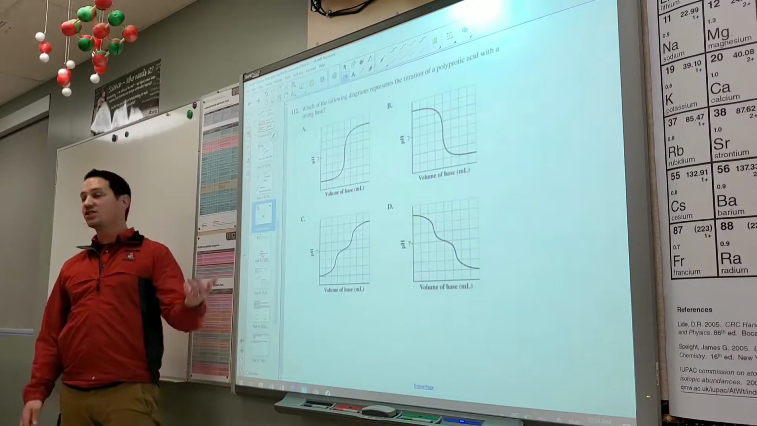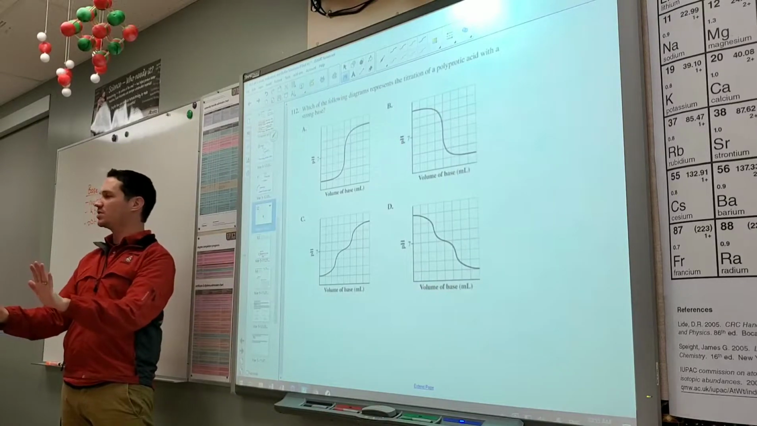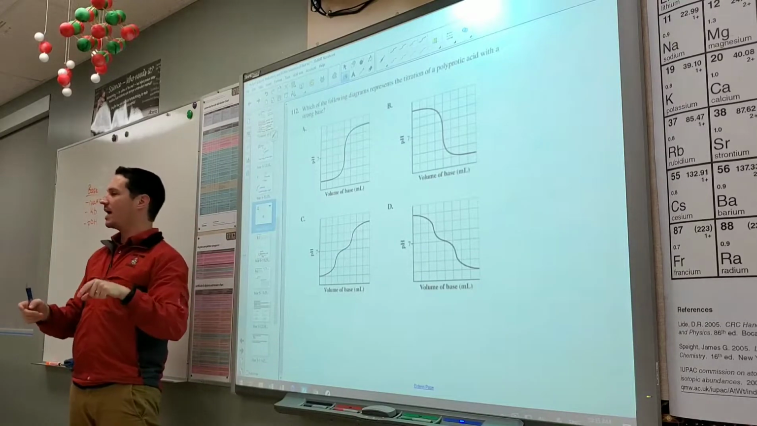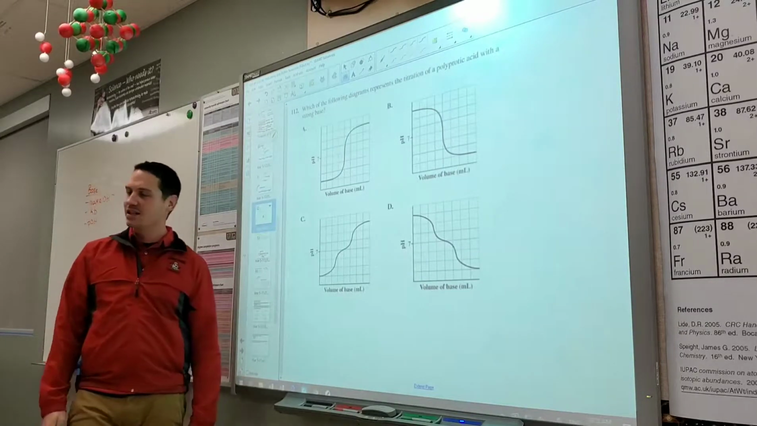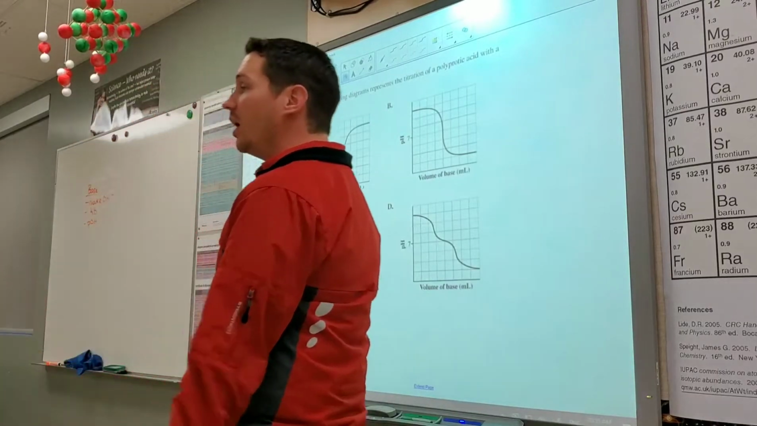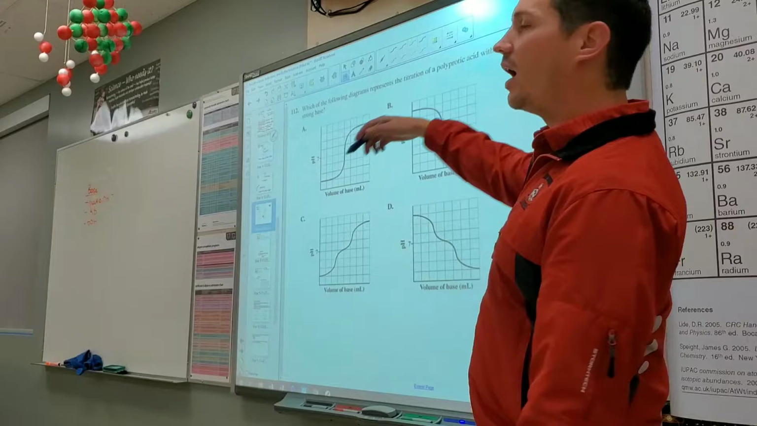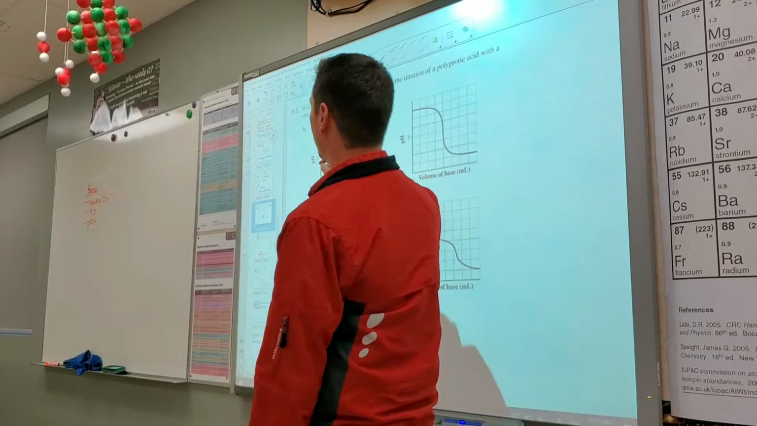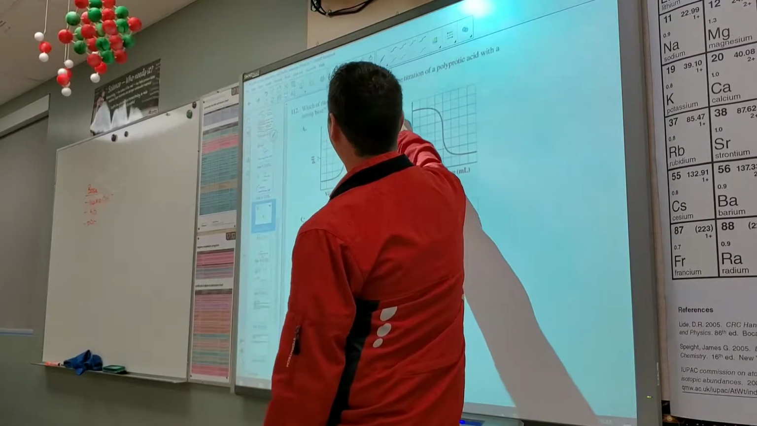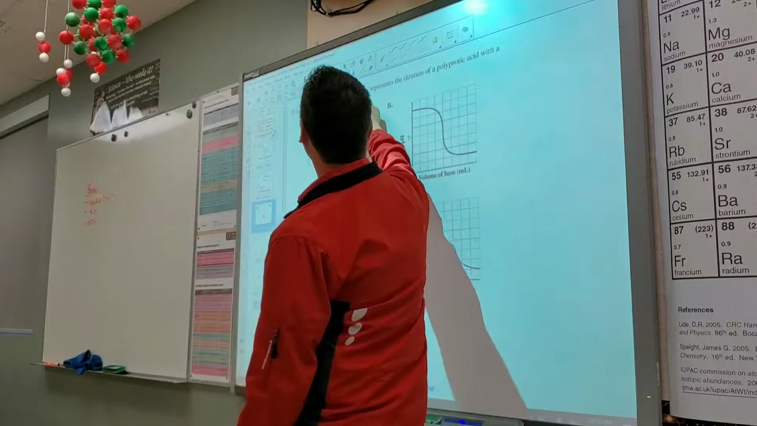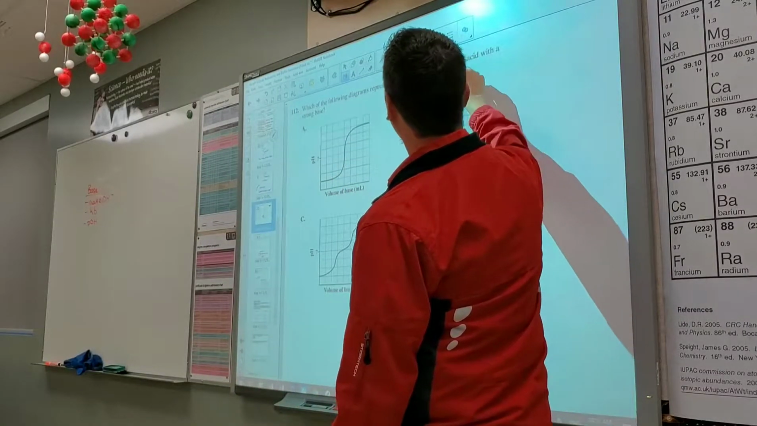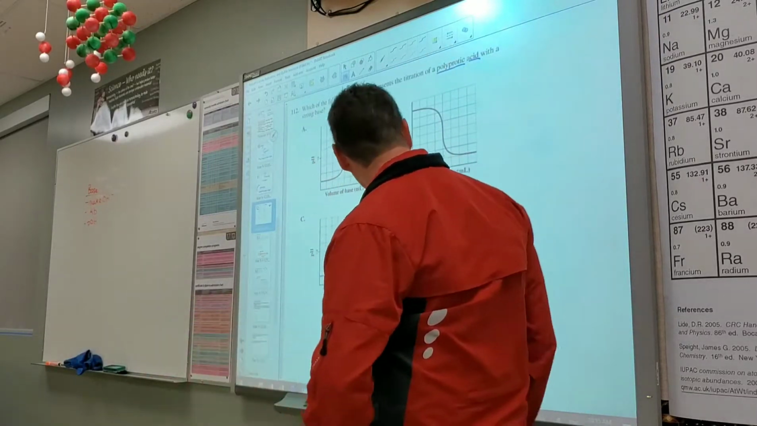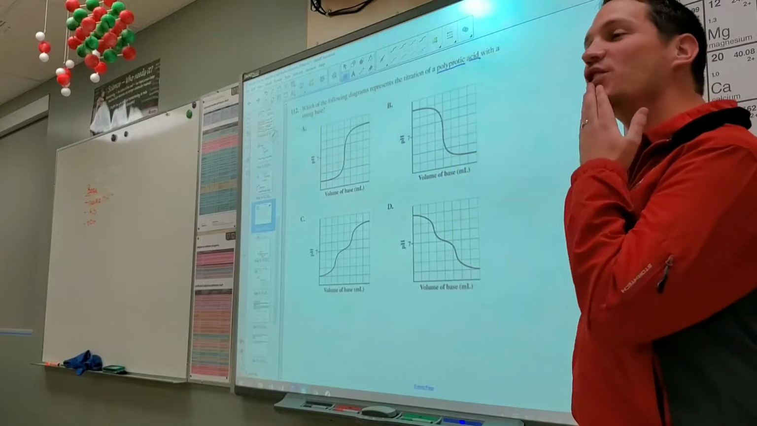So let's go through these. How do you want to solve this question? Do you want to just look for the appropriate answer, or do you want to go through one by one and see why it can't be it? Let's go through this one by one. But I'm going to underline some information. You stop me when I should underline some really super important information. Which of the following diagrams represents the titration of a polyprotic acid with a strong base?